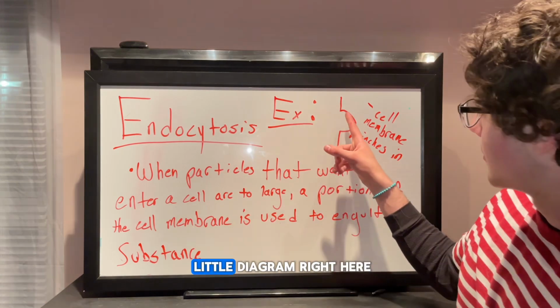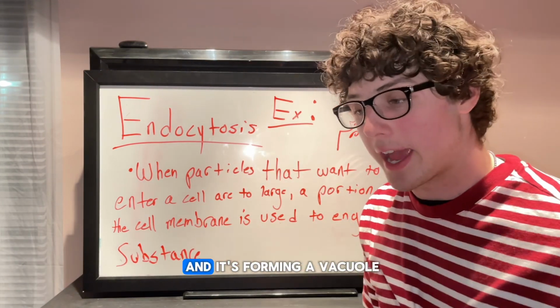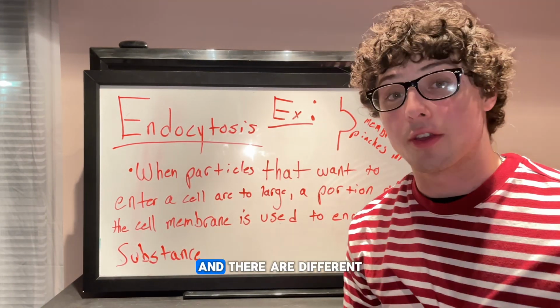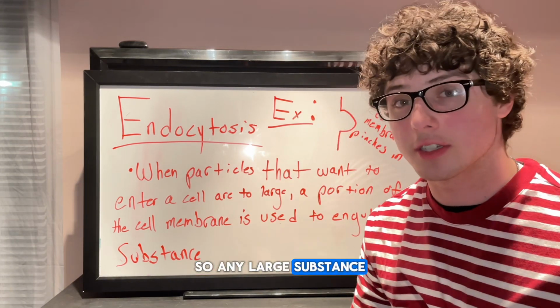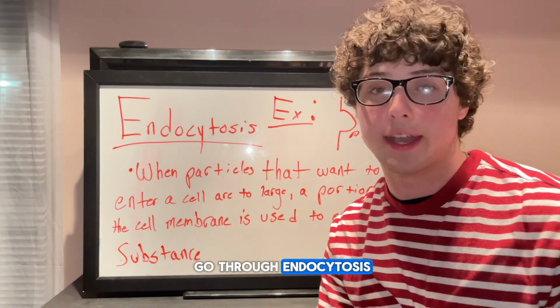So this is a little diagram right here. This is your cell membrane, and it's pinching inward and it's forming a vacuole. So it's like a little circle and it's pulling it in. And there are different types of endocytosis that we will get into. Any large substance, any large molecule or particle, most likely will go through endocytosis.